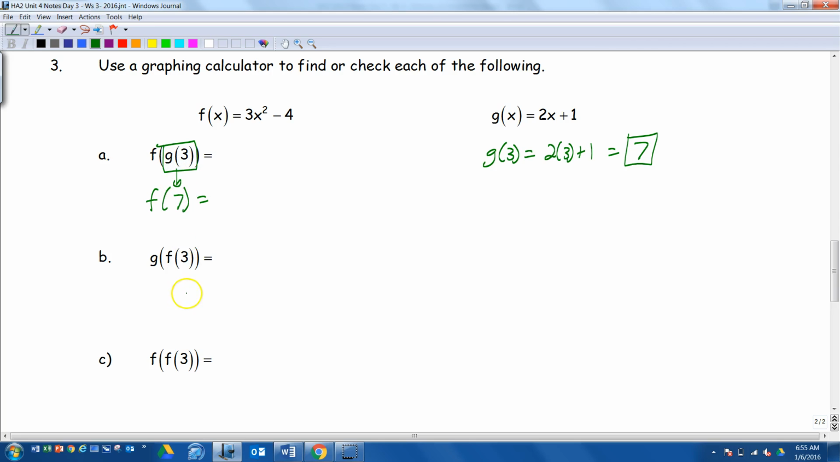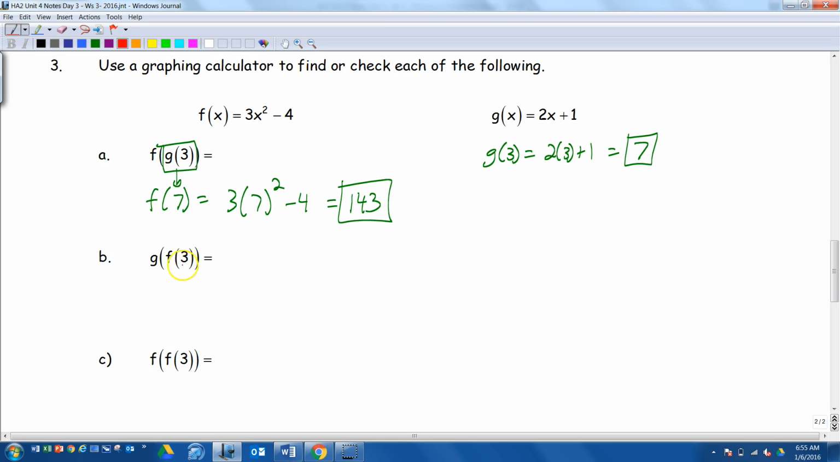That turned into a 7. So now I can solve this by plugging a 7 in to the f function, and then you get the answer is 143. So the final answer to the problem is 143. And you can do that a bunch of times.